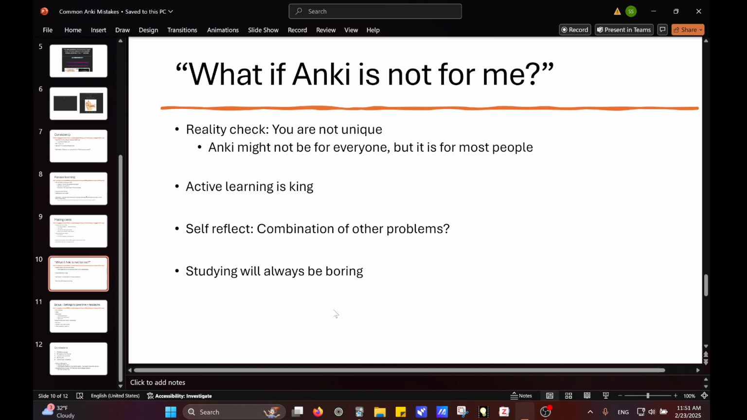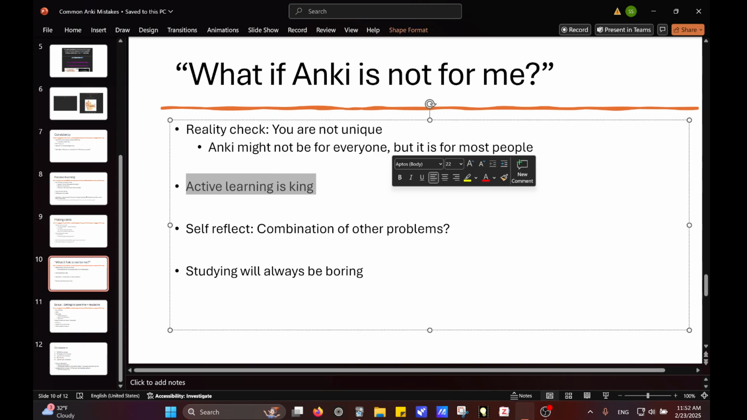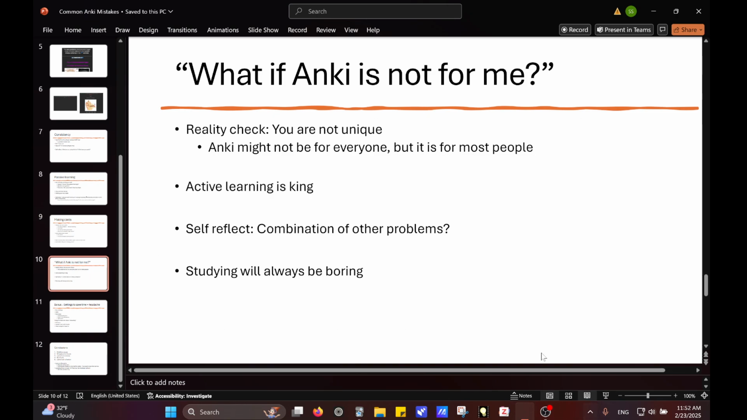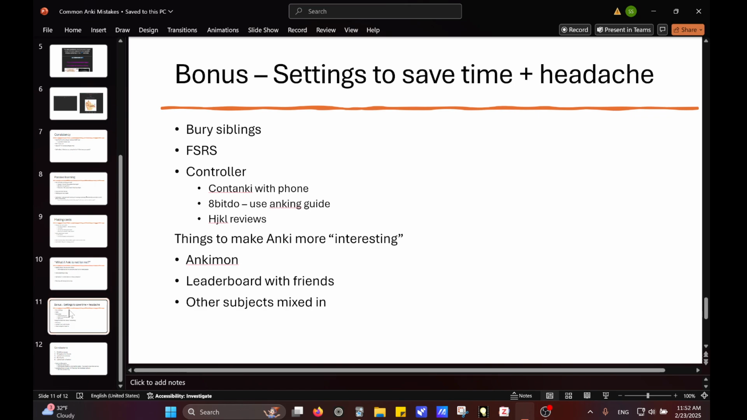If you talk to med students, most of them have a love-hate relationship with this software. I know I do. It works, but man, do I hate it sometimes. And remember, active learning is king. You really need to be actively learning, and this is a really great way to force yourself to do it. So that's all I had for common mistakes.